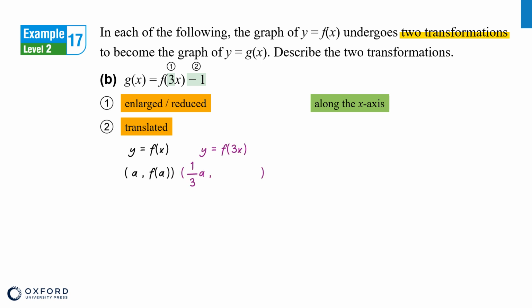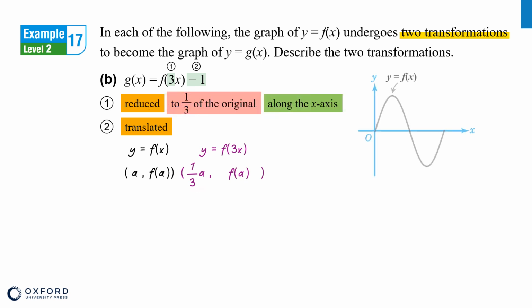And if we put 1/3 of a for x into f of 3x, y will be equal to f of 3 times 1/3 of a, which is also f of a. That means for every point on the graph of y equal f of 3x, the x-coordinate will be 1/3 of the original, whilst the y-coordinate remains unchanged. As a result, the graph is reduced to 1/3 of the original along the x-axis. Using a sine function to demonstrate this, it will look like this.